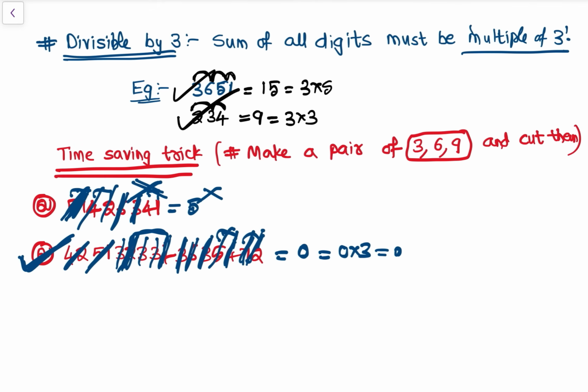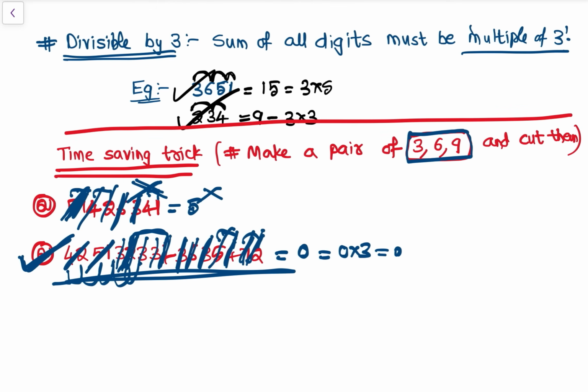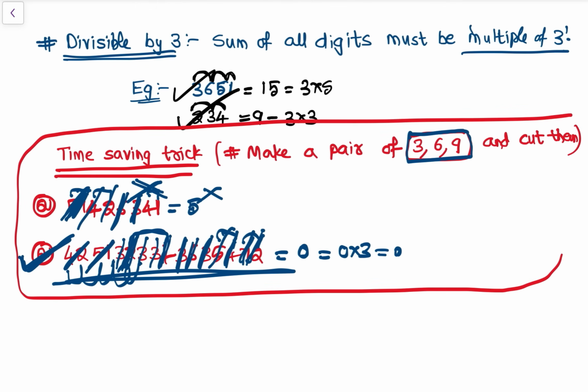So we don't need to check, just pairs of 3, 6, 9 में कट करो. और दूसरा तरीका है कि ऐड करो. अब ऐड करने में भी टाइम लगता है ना. रेदर देन दैट यू कैन पेयर्स में कट करके जो बचा हुआ उनको ऐड करके यू कैन इजीली मेक इट. सो दिस इज द ट्रिक टू चेक divisibility rule of 3.